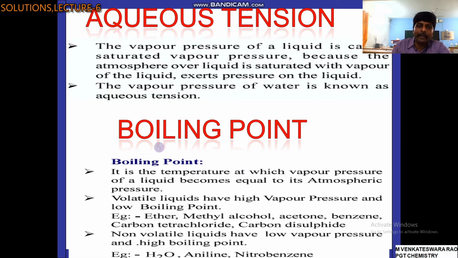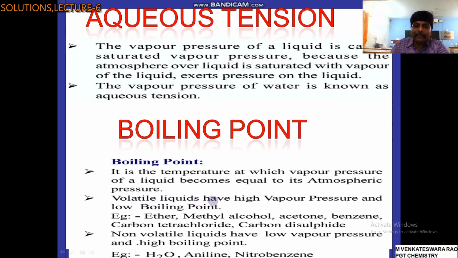What is boiling point? I told you already, as temperature increases, evaporation increases. That means vapor pressure also increases. At a particular temperature, the vapor pressure is equal to atmospheric pressure. That particular temperature is called boiling point. The temperature at which vapor pressure of a liquid is equal to atmospheric pressure is called boiling point.